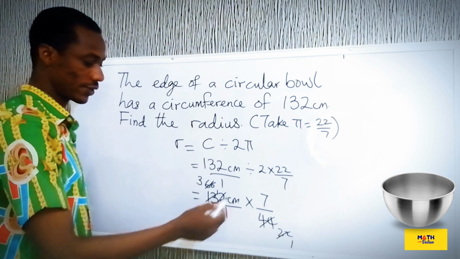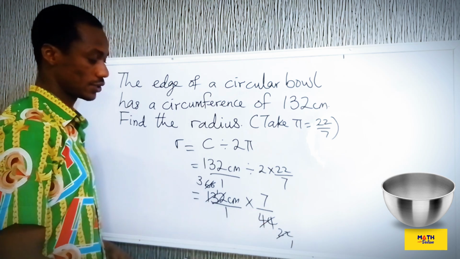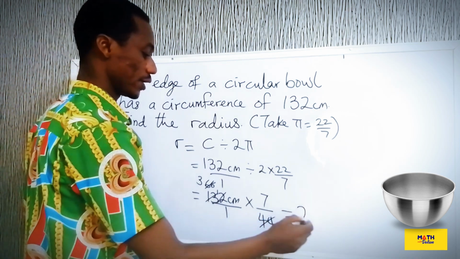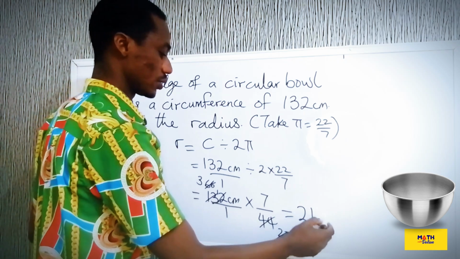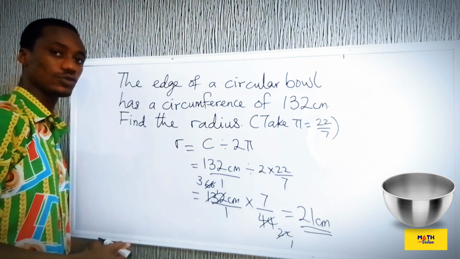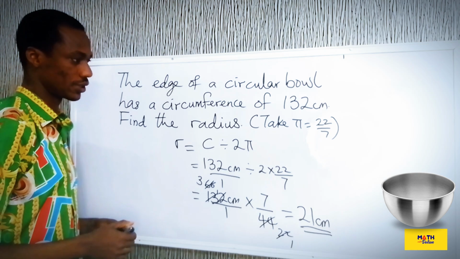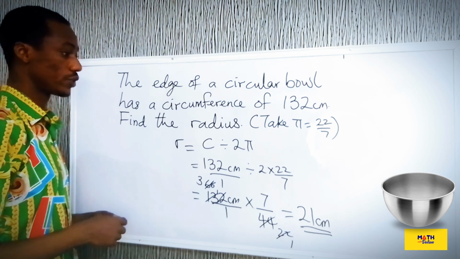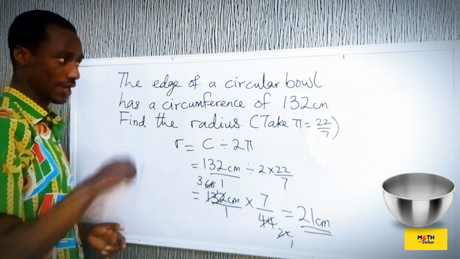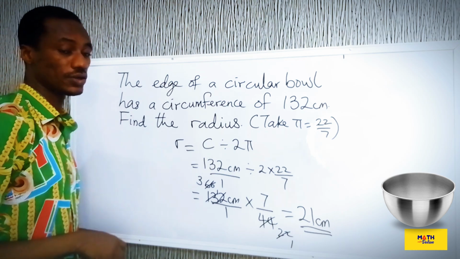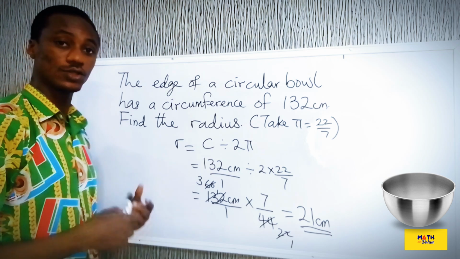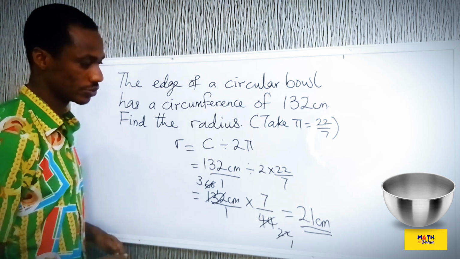Alright, so what we have left is 3 centimeters times 7. And 3 times 7 is 21, and that in centimeters. Right, so our answer is 21 centimeters. So the radius of the circular bowl, the edge of the circular bowl of circumference 132 centimeters, is 21 centimeters.